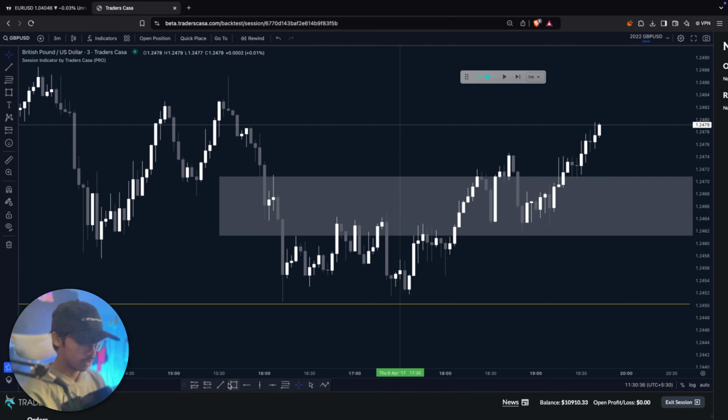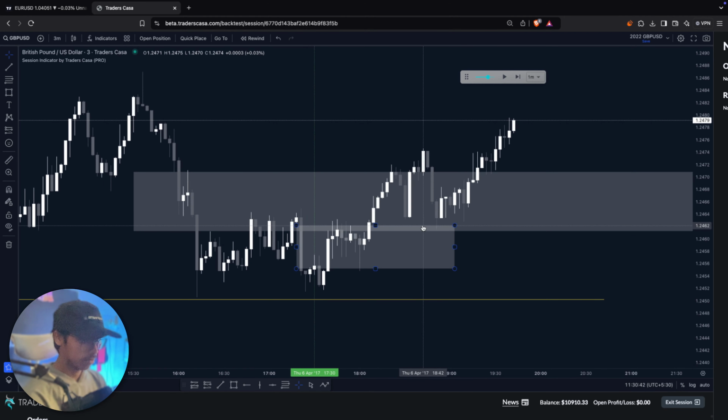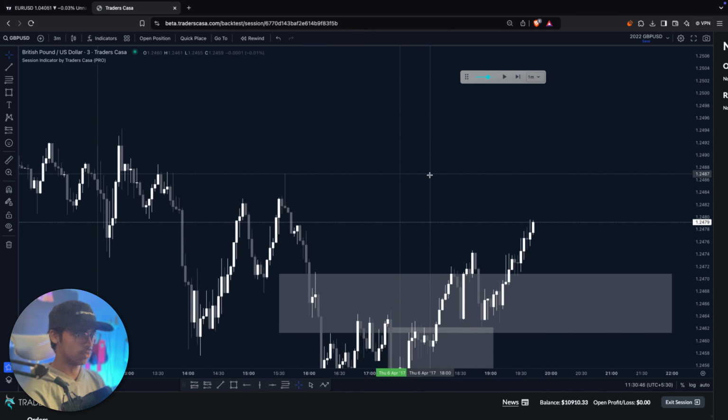Oh, there's a fair value gap that has been inverted. Fuck, I didn't see it. Price came back to that point for the higher direction.